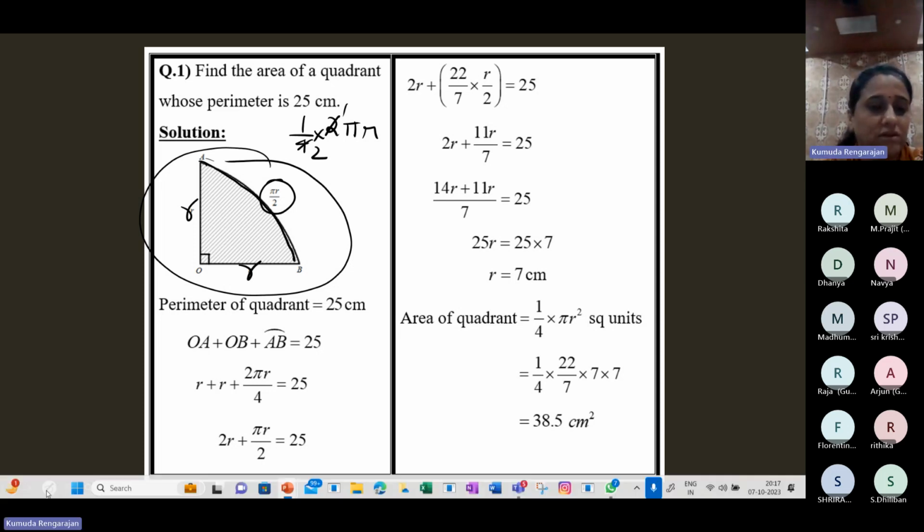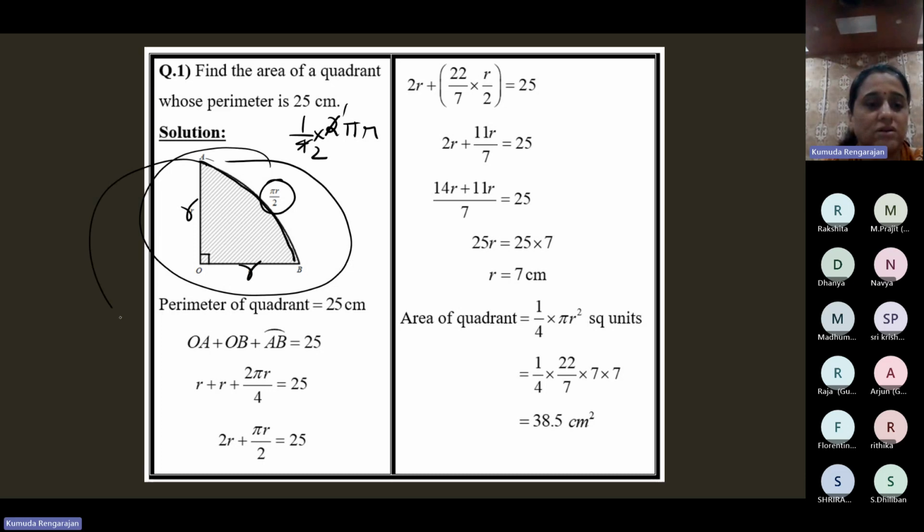Because see, complete the circle. This is the circle, and here is 1/4 of 2 pi r.